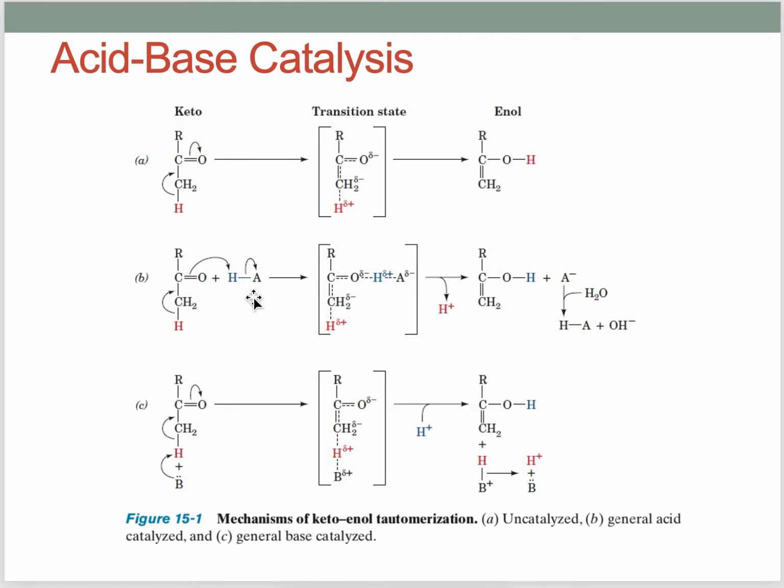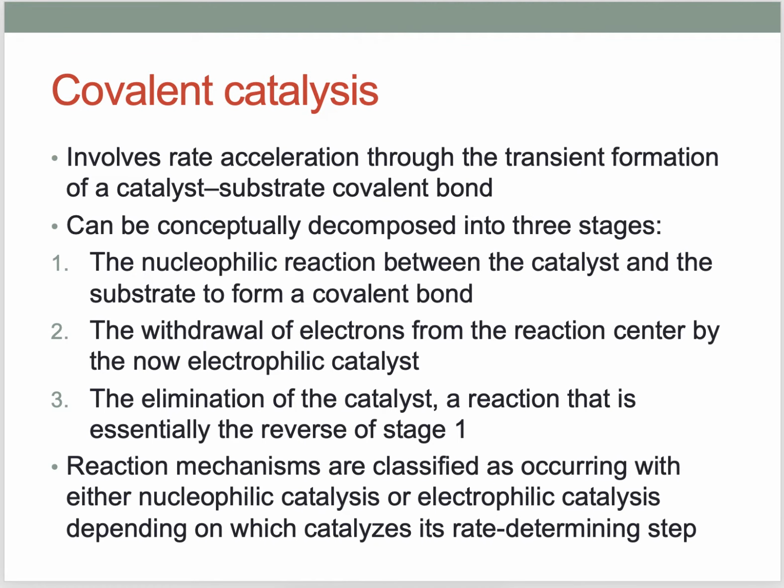However, although this reaction shows acid catalysis or base catalysis occurring separately, there are some reactions where both mechanisms can occur simultaneously. Okay, now covalent catalysis, another mechanism of catalysis. Covalent catalysis involves rate acceleration through the transient formation of a catalyst-substrate covalent bond. That means in this mechanism, the enzyme forms a covalent bond with the substrate.